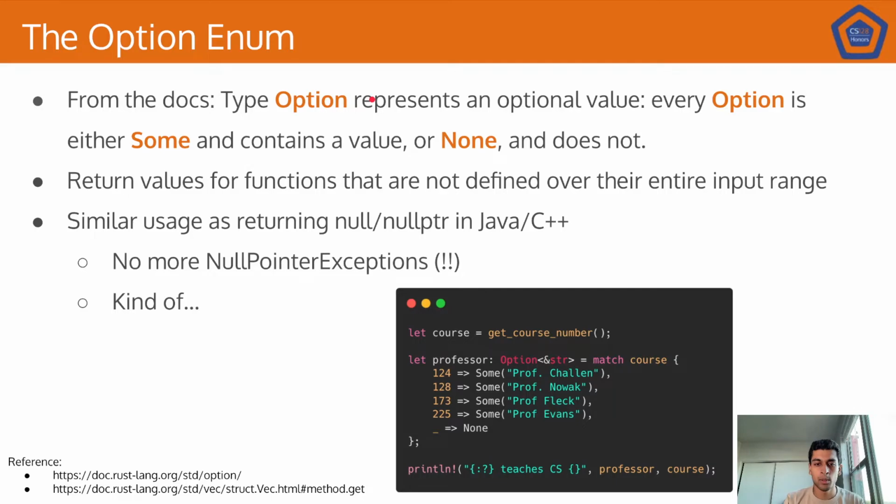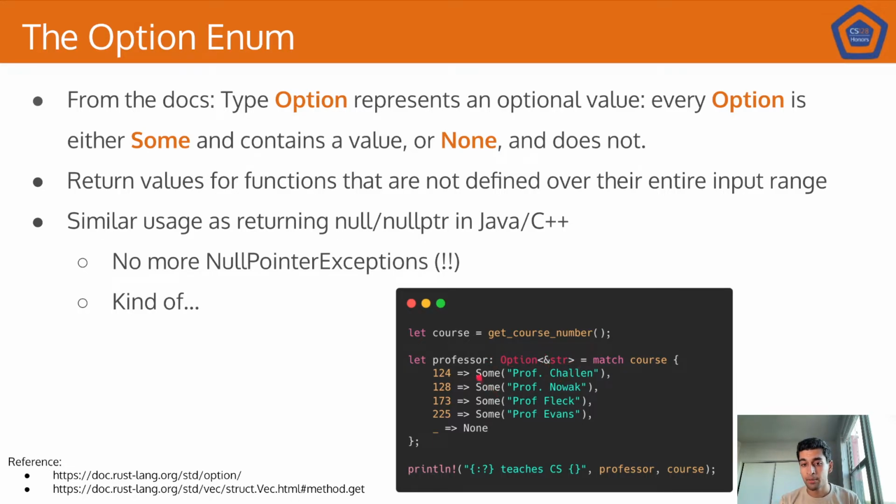So back to our little professor and course example, rather than returning an empty string, if we don't see a course that is recognized in our list, we can use an Option enum variant of None rather than an empty string. And similarly, because we're using None here, we have to use a Some to wrap the values that we do know. So the return type of this match statement is now an Option that contains a value.